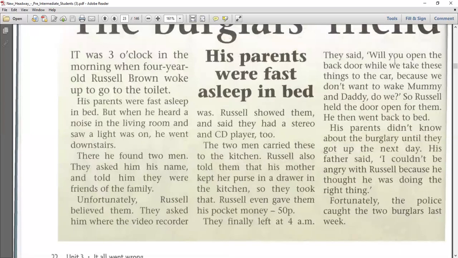They said, "Will you open the back door while we take these things to the car? Because we don't want to wake mommy and daddy, do we?" So Russell held the door open for them and then went back to bed. His parents didn't know about the burglary until they got up the next day. His father said, "I couldn't be angry with Russell, because he thought he was doing the right thing." Fortunately, the police caught the two burglars last week.